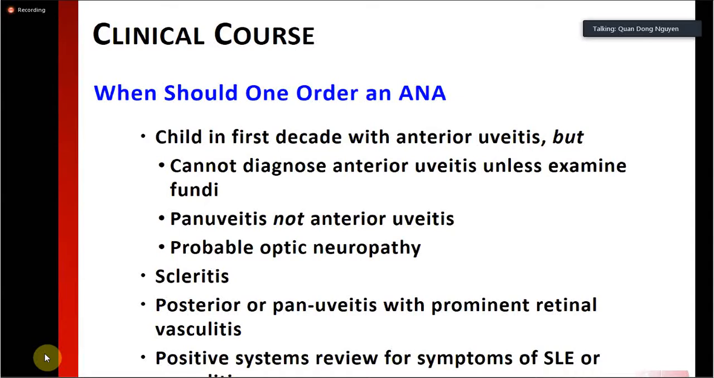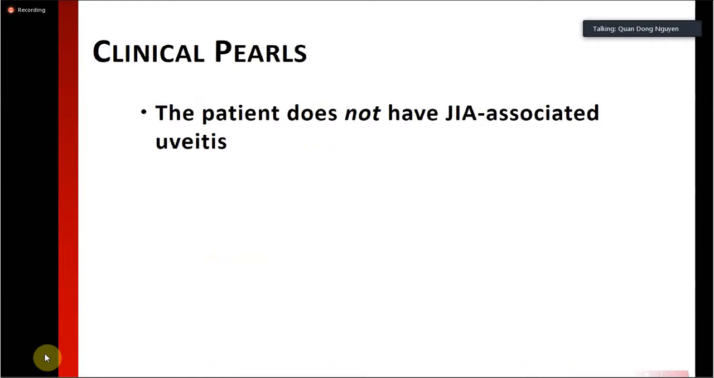But we cannot diagnose anterior uveitis unless we examine the fundus, which we looked at here. We found panuveitis, not just anterior uveitis, and probably optic neuropathy. That's why we ordered it. Other cases where we should look at the ANA are listed there, for example, posterior uveitis or panuveitis with prominent retinal vasculitis, especially in the posterior segment. So I chose to present this case because I thought it really raised a diagnostic challenge for us, and also in management as well.